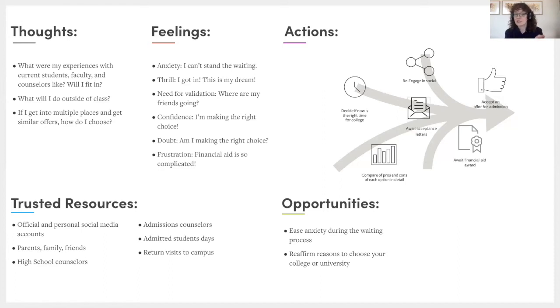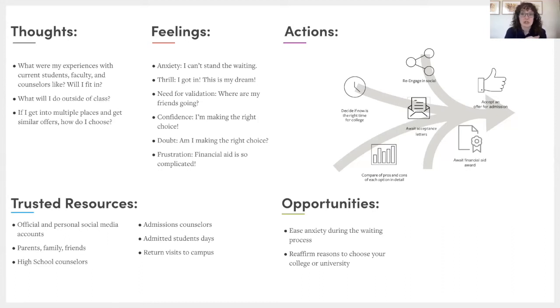phase, in the last phase we saw students visiting campus. In this phase we see students reflecting back on that visit or reflecting back on the person-to-person interaction that they've had with your institution, and really thinking about, what was my experience like? What was my experience like with current students, with the faculty, with the staff and counselors? How do I feel about the people there? Do I feel like I would fit in? Is this going to be the right place for me?